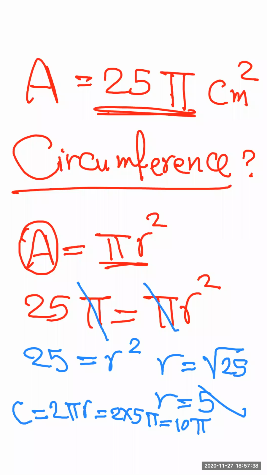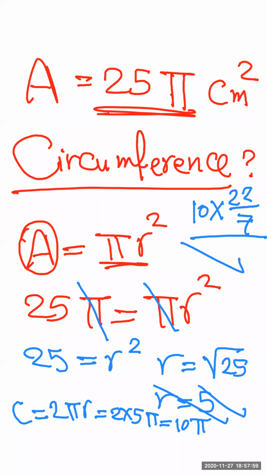10 pi centimeters. Okay, here in the question, it's mentioned to calculate the circumference in terms of pi, so it equals 10 pi. If it is not mentioned in the question in terms of pi, then I have to multiply 10 by 22 over 7 and get the result. That's it. And of course, the circumference is in centimeters.